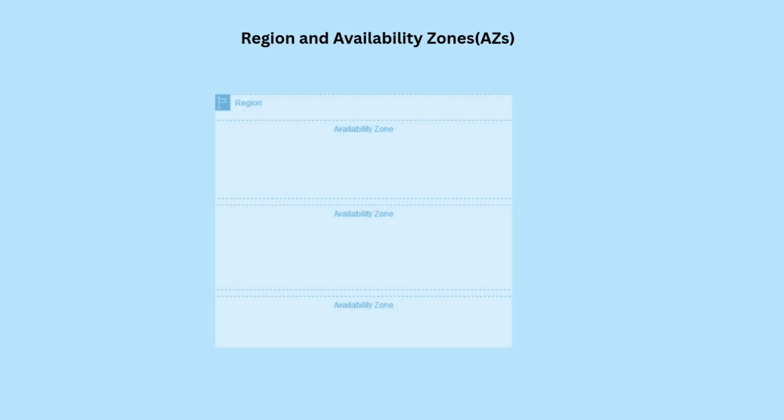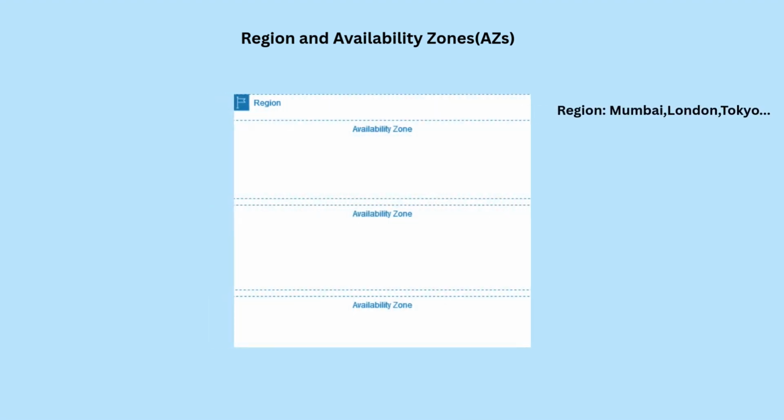Before we learn about Virtual Private Cloud, it is important to understand regions and availability zones. An AWS region is a geographic area like Mumbai, London, or Tokyo, and inside those regions there are availability zones. Each availability zone has one or more data centers inside it. For example, inside the Mumbai region, there are three availability zones: AP South 1A, AP South 1B, and AP South 1C. When we create resources on the AWS Cloud, we get to choose the region and availability zone in which we want to keep our resources, and we can choose whether to keep them in one zone or multiple zones.